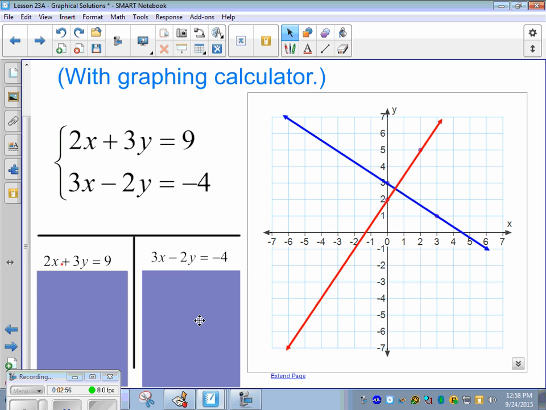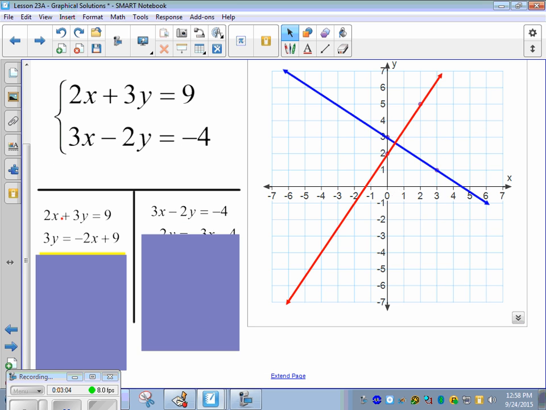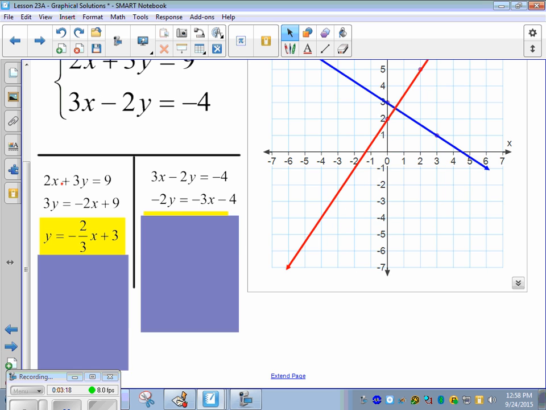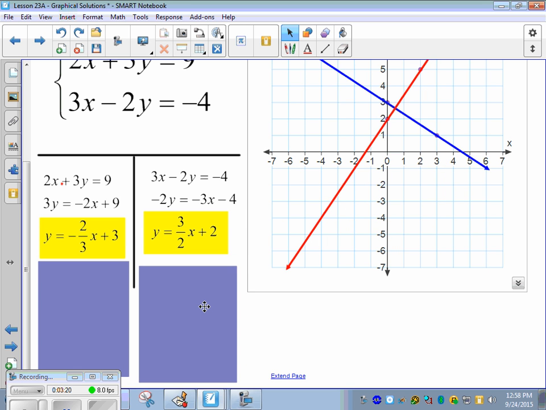Your graphing calculator, you also always have to have y by itself in order to plug it into your graphing calculator. So the first step is always to move the x part over. So on both of these, I moved the 2x over and got negative 2x. And I moved the 3x over and got negative 3x. Okay, so they were positive. When they went to the other side, they go negative. And then our final step, I divided by 3 on that one, and I divided by negative 2 on that one.